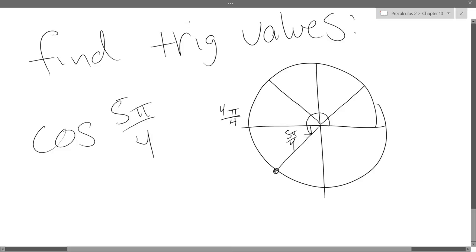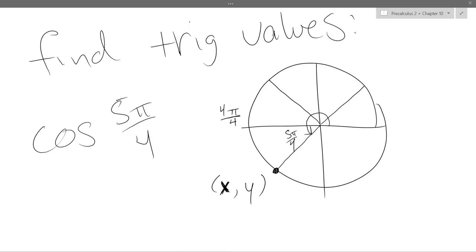So what I need to know for cosine is specifically the x-coordinate right here. I really want to know the x-coordinate. I don't care that much for this problem about the y-coordinate, but we'll find that anyway. So I'll make the x bold. Whatever that x value is, that's what I want. That'll be cosine.